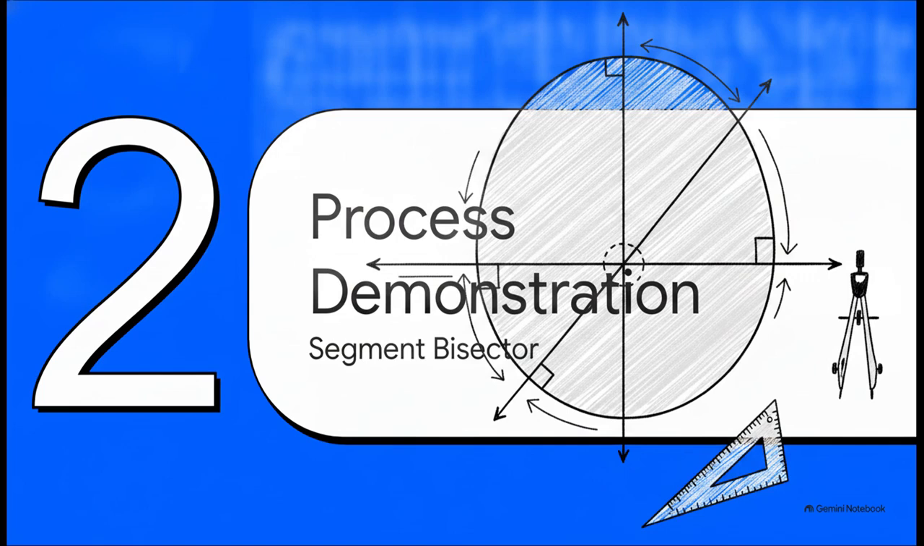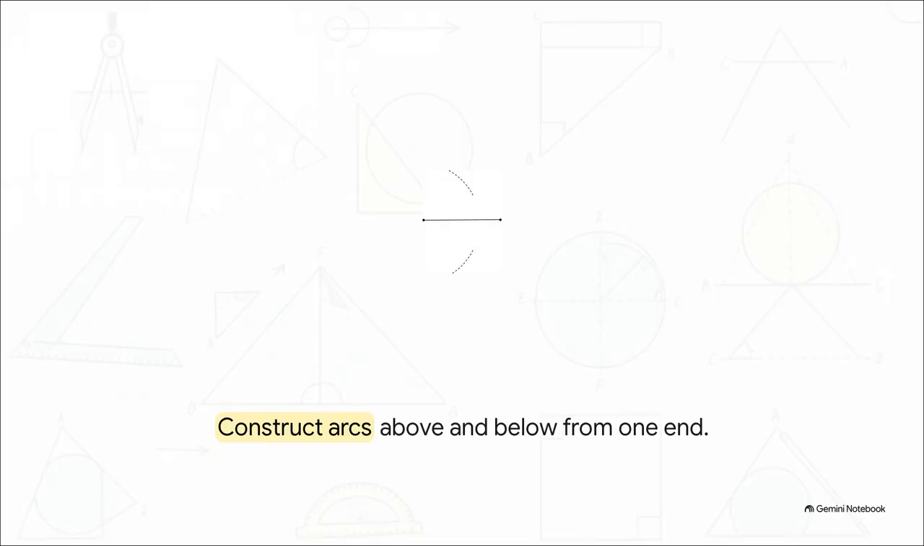Moving on to Section 2, Process Demonstration. Let's take a look at a segment bisector. Okay, so because we can't just write down a measurement to prove our work, we use what's called a process demonstration. That just means showing every single visual step, so anyone looking at your paper can clearly see the logical path you took. Let's see how this works in practice to bisect a segment, which just means cutting it perfectly in half.